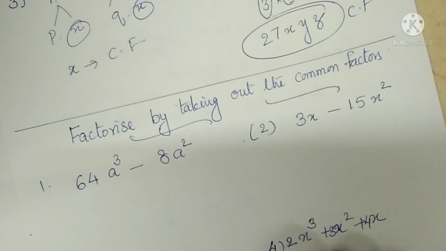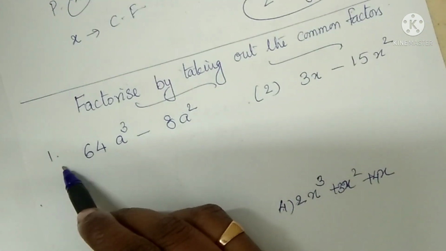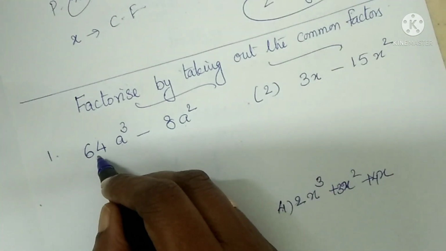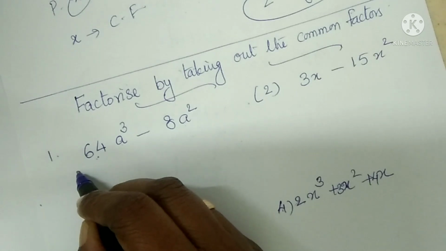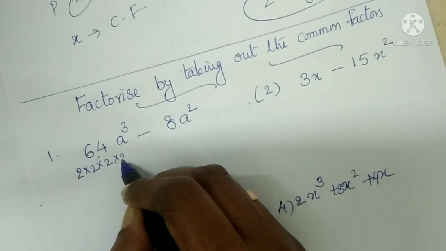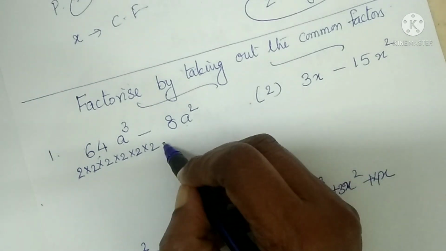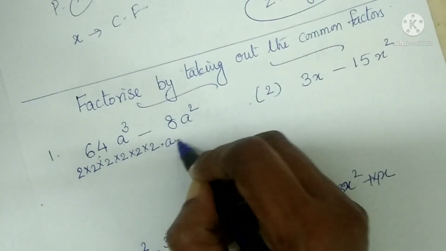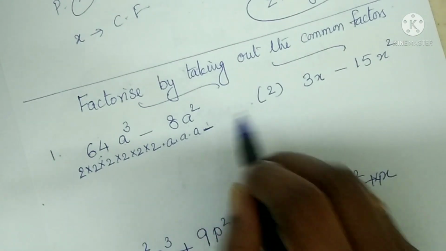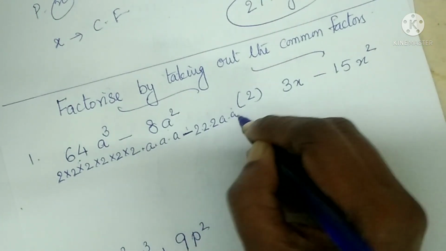Now, let us see how to factorize by taking out the common factors. Here the first question is 64a cube minus 8a square. So, let us first factorize 64. See, 2 into 2, 4, 4 2s are 8, 8 2s are 16, 16 2s are 32, 32 2s are 64, and a cube is a into a into a. Similarly, the minus sign stays as it is.